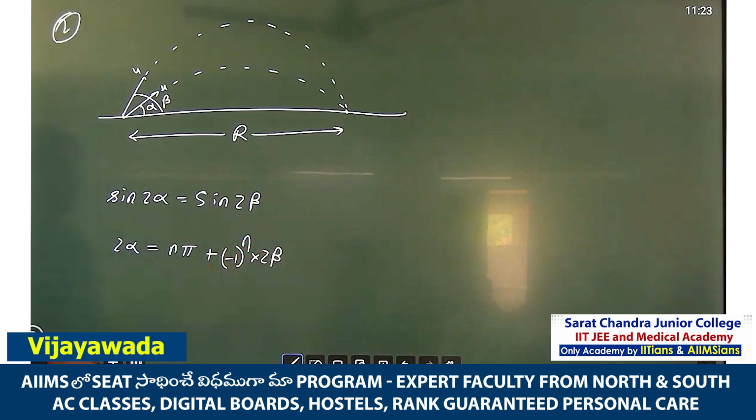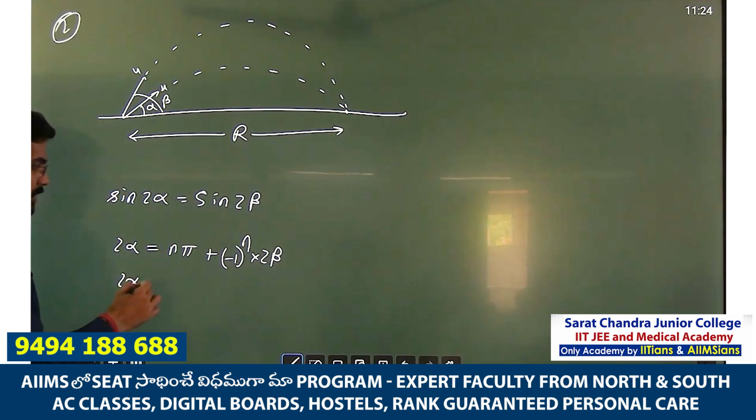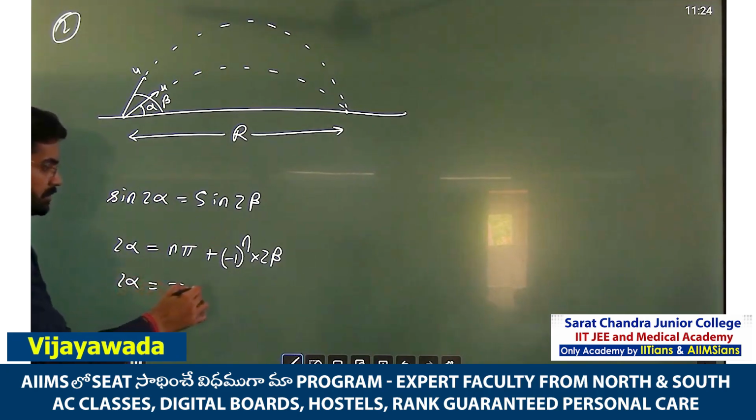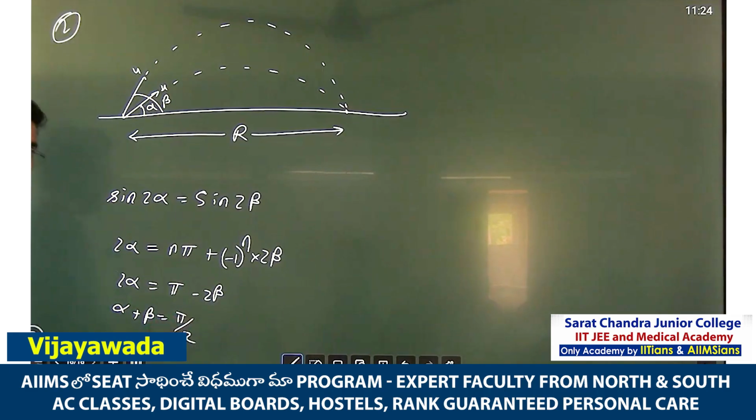Okay. So by this, what we can say, if you put n equal to 0, this is coming 2 alpha equal to 2 beta, that is alpha equal to beta, obviously, if the angle is same. If you put n equal to 1, what will come? 2 alpha is equal to pi minus 2 beta. Right, from here alpha plus beta is pi by 2. Got it? So if angles are complementary to each other, then their range will be same.